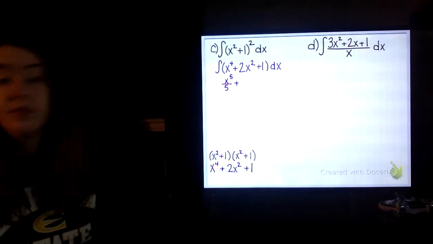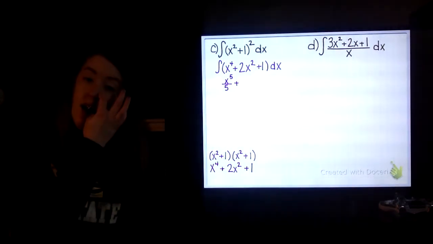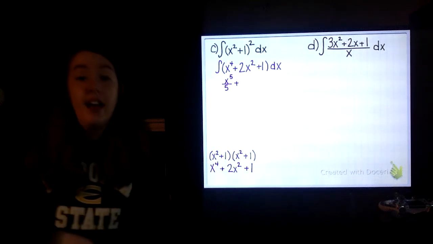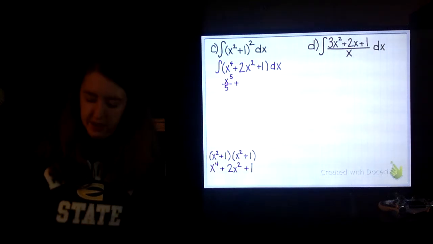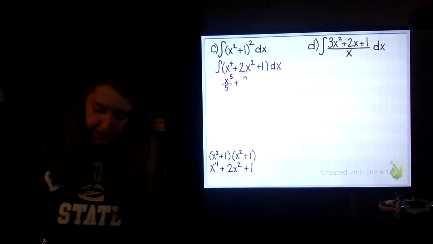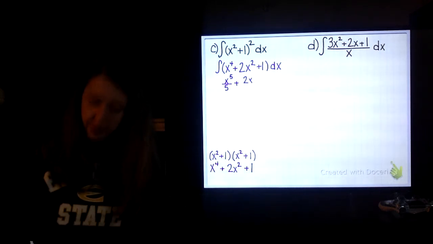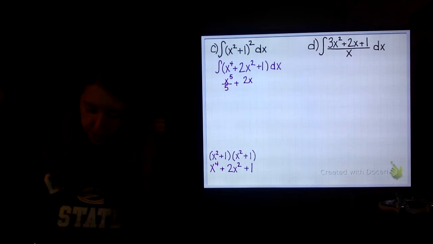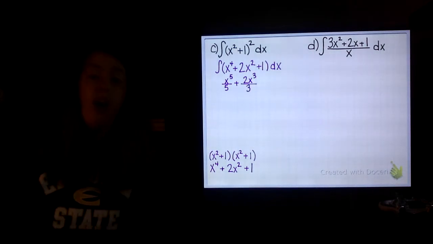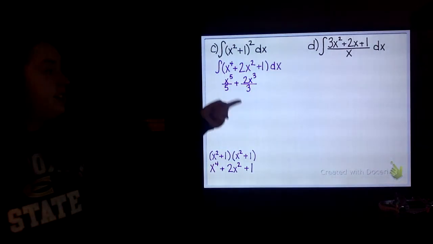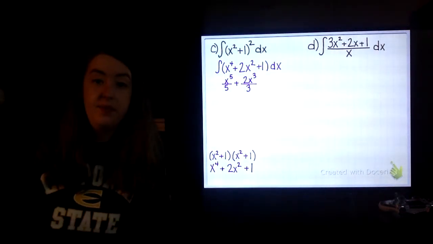Plus, then I have 2x squared. I'm going to add 1 to the power, so that'll be 3, and then I divide by my new power of 3. There's nothing really to simplify there, so we're good to go.